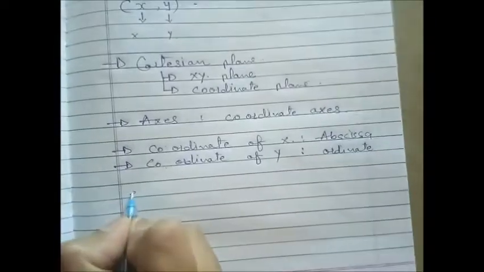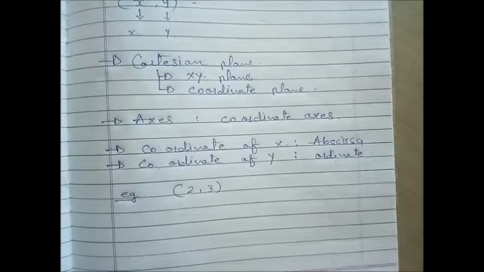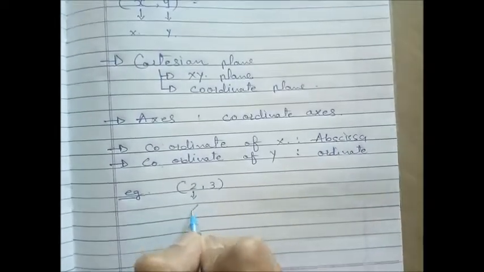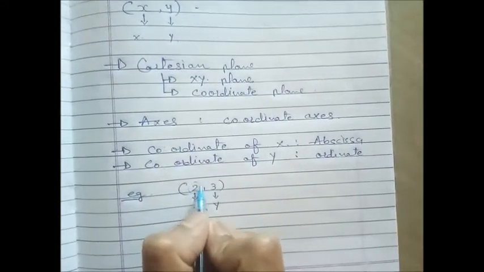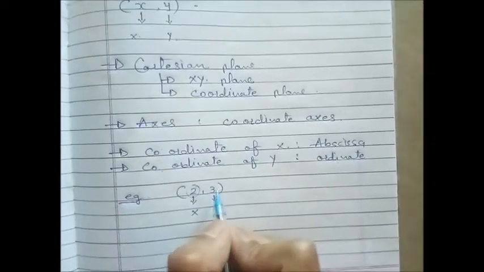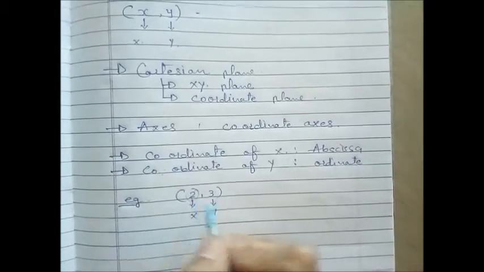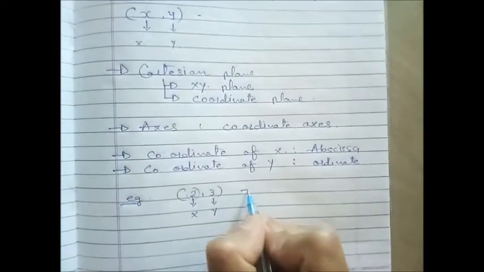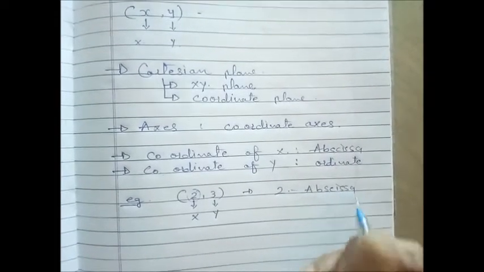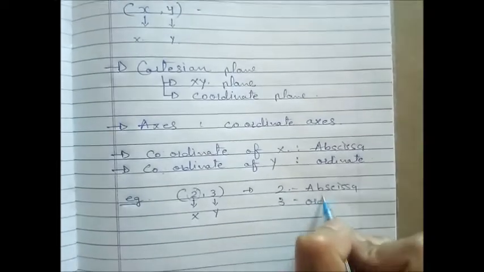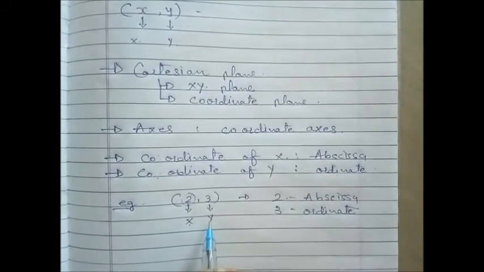For example, if I have given you any numbers, that is 2 and 3, right? As I say, the first will always be x and the second will always be y. So this 2 is the coordinate of x and this 3 is the coordinate of y. So we can say that abscissa is 2 and ordinate is 3. So for this we can write that 2 is abscissa and 3 is ordinate, right?